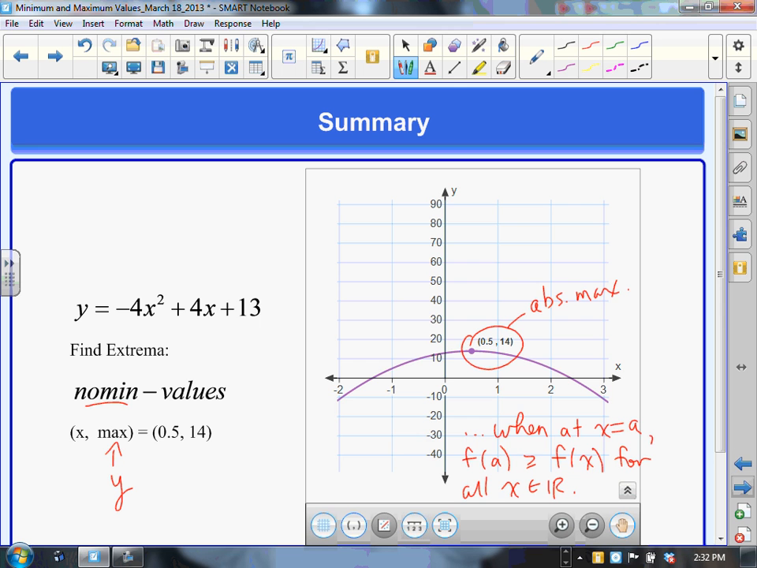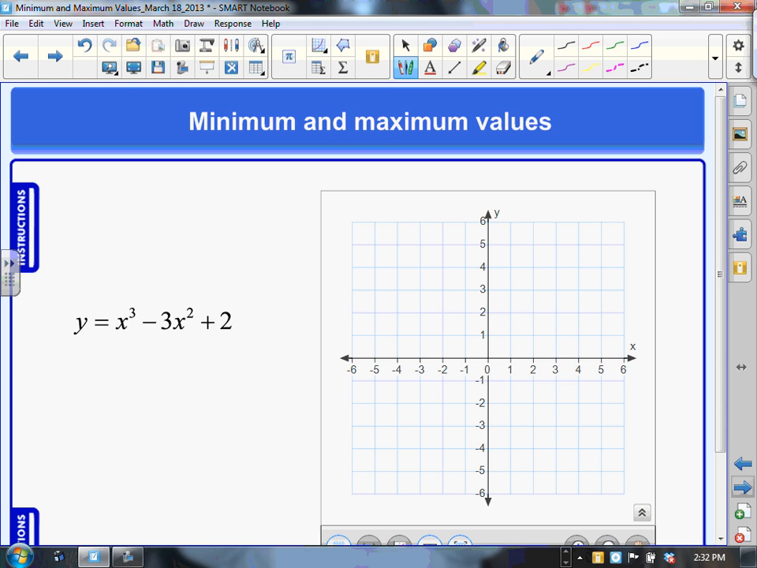Okay, so there are two types of extrema, an absolute minimum and an absolute maximum. Now we'll get into a different class of functions. So have a look at this one.